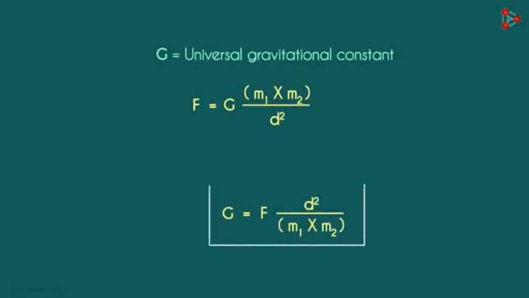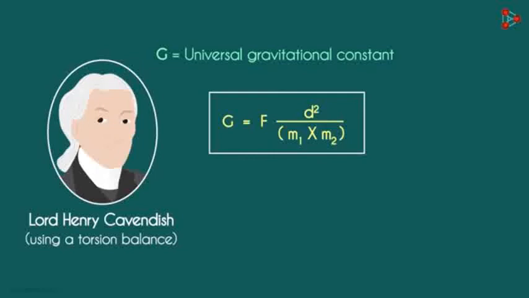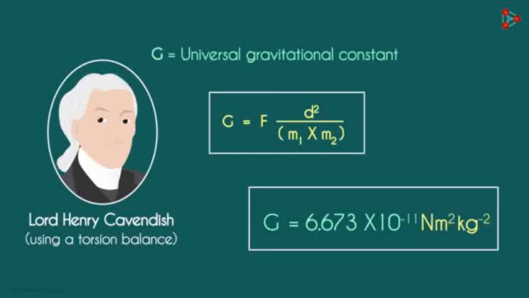The value of G was found out by Lord Henry Cavendish using a torsion balance. The universally accepted value of G is 6.673 times 10 raised to negative 11. What will be the units of G? Force is in newtons. As the distance is in meters, we have meters squared. And as the mass is measured using kilograms, we multiply this with kilograms raised to negative 2. This is the value of the universal gravitational constant.